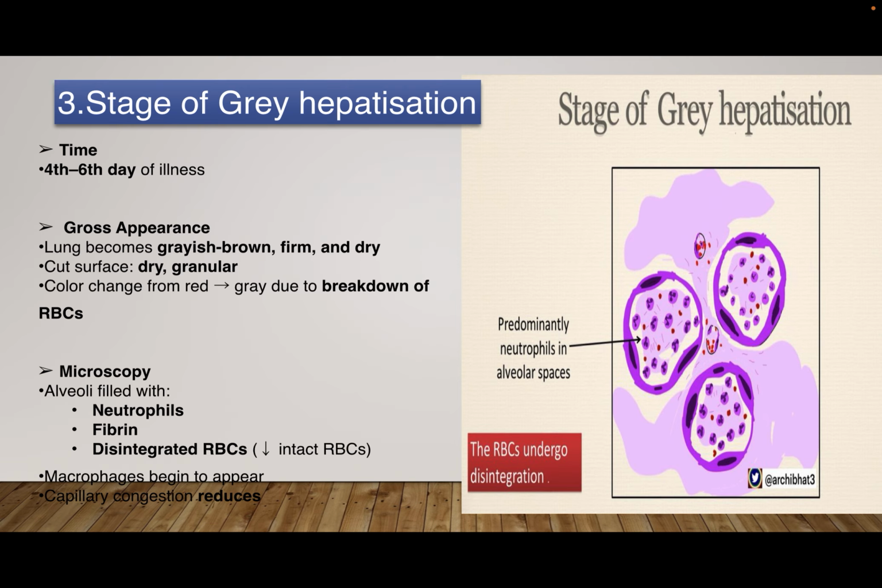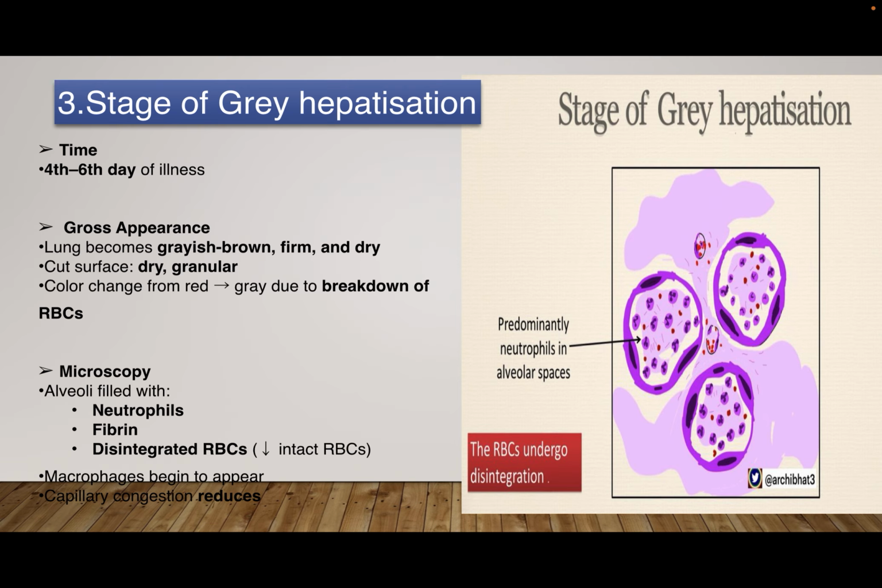The gross appearance: here, the lung becomes grayish brown, firm, and dry. The cut surface is dry and granular. The color changes from red to gray due to the breakdown of RBCs.